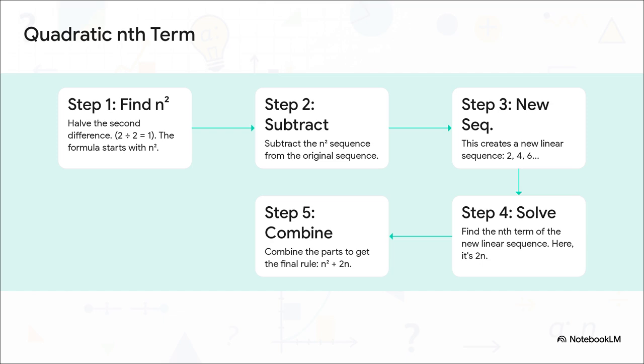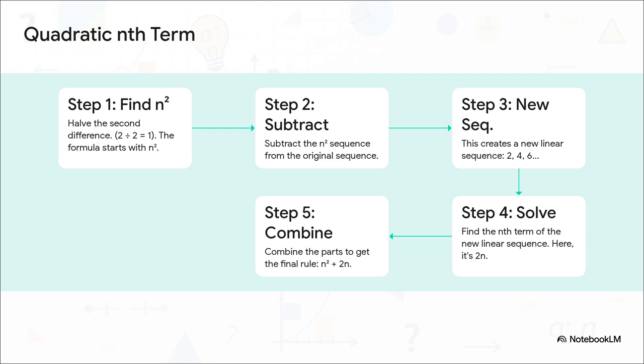So 1, 4, 9, and so on. Step 3, now subtract. Find the difference between your sequence and the n squared sequence. This gives you a brand new, much simpler sequence. Here, it's 2, 4, 6. See? That's just a linear one. Step 4, find the rule for that new sequence. The rule for 2, 4, 6 is obviously 2n.